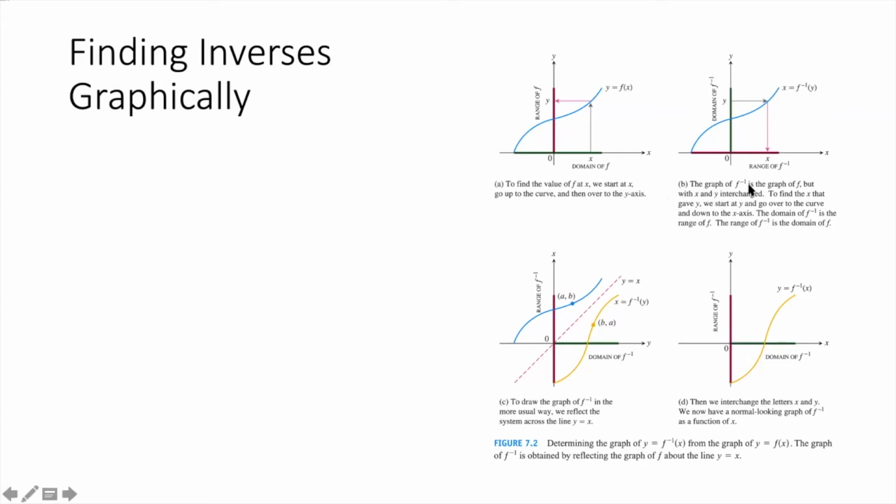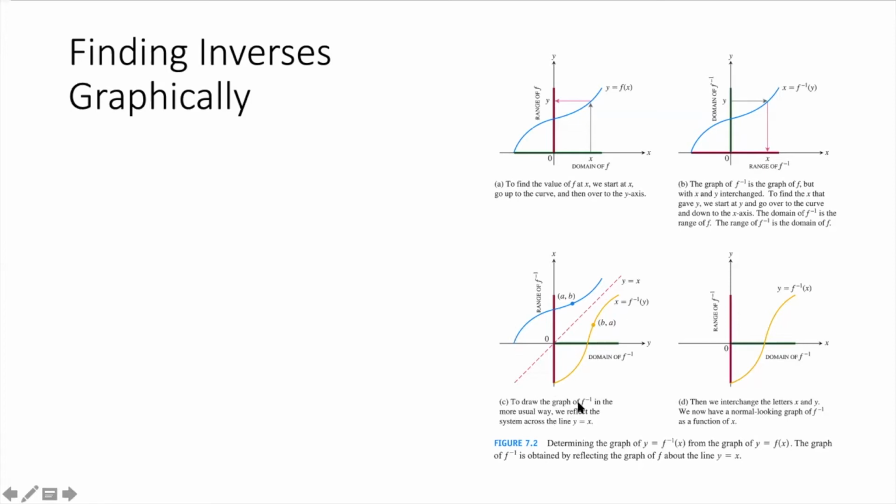The graph of f inverse is the graph of f, but with x and y interchanged. To find the x that gave y, we start at y, go over to the curve, and then down to the x-axis. Notice that if you're dealing with a one-to-one function, you're only going to get one single x value out of that. And again, the domain of f inverse is the range of f. The range of f inverse is the domain of f.